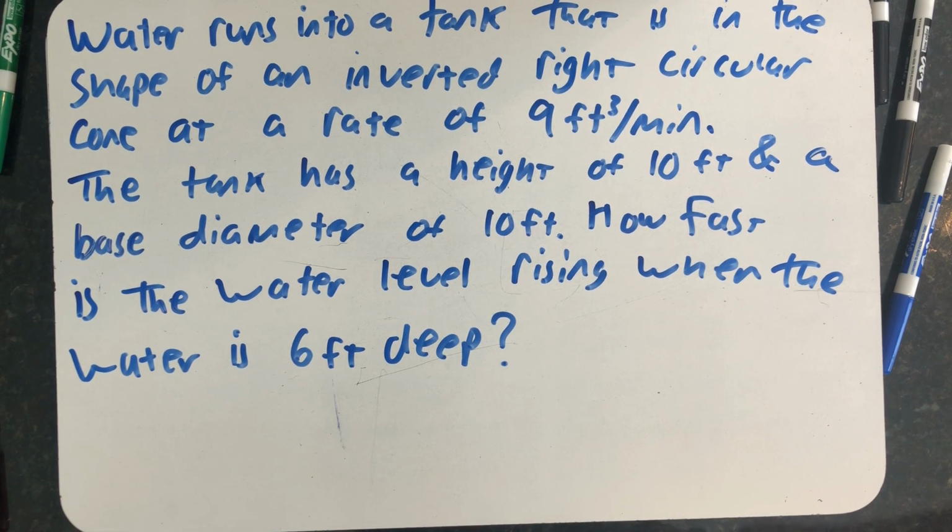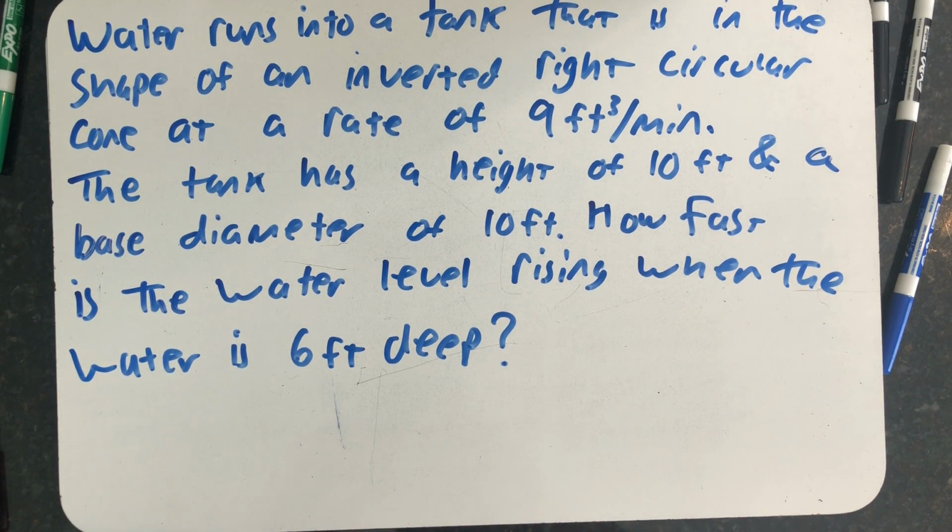Water runs into a tank that is in the shape of an inverted right circular cone at the rate of 9 cubic feet per minute. The tank has a height of 10 feet and a base diameter of 10 feet. How fast is the water level rising when the water is 6 feet deep?